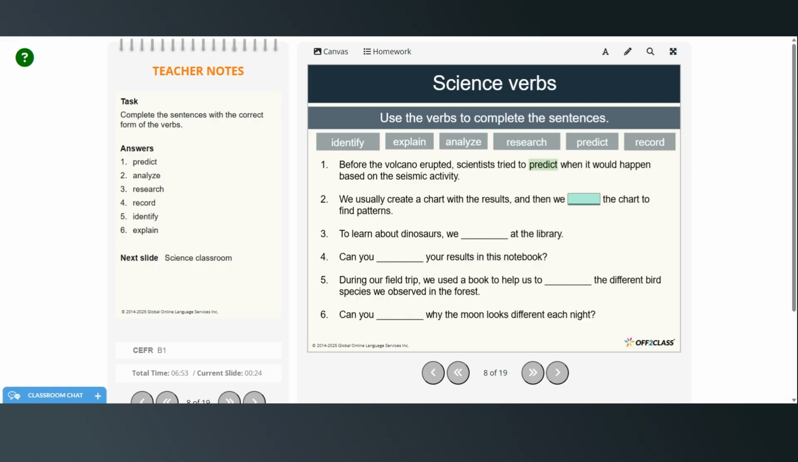We usually create a chart with the results, and then we analyze the chart to find patterns. To learn about dinosaurs, we research at the library. Can you record your results in this notebook? During our field trip, we used a book to help us to identify the different bird species we observed in the forest. And can you explain why the moon looks different each night?